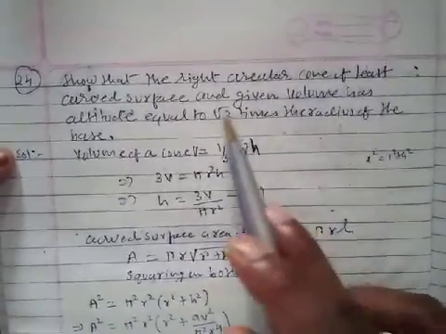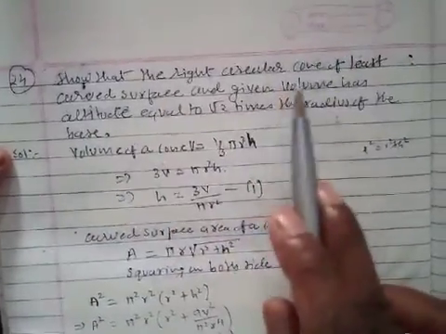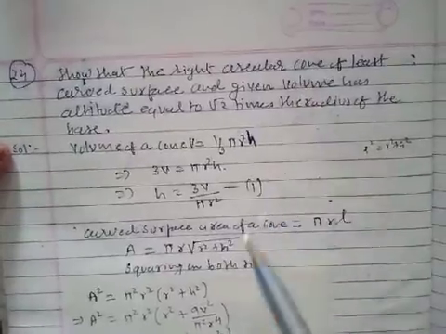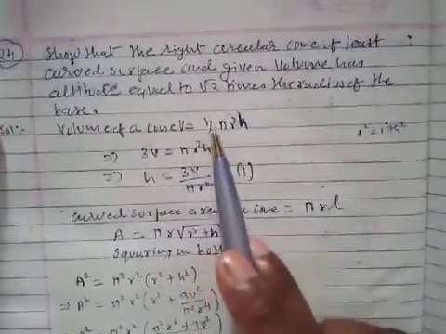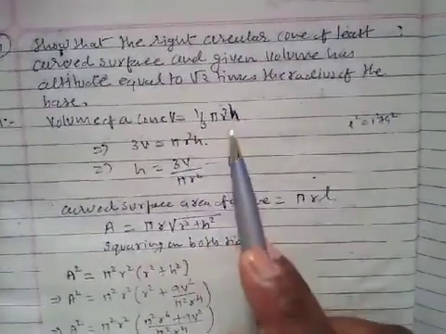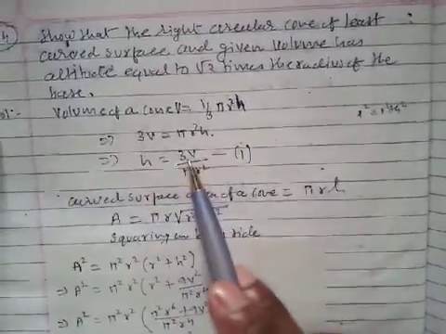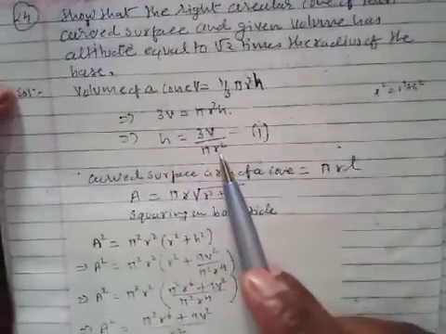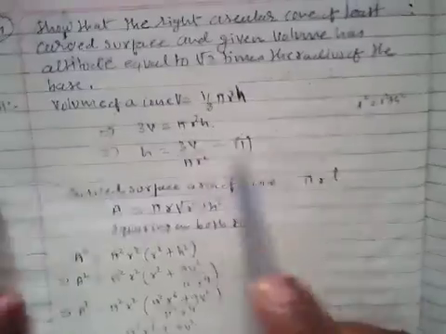You must know what is given first. Volume is given, so we'll start with the volume. The volume of a cone is V equals 1 by 3 pi r square h. So h is equal to 3V upon pi r square. That is the first equation.